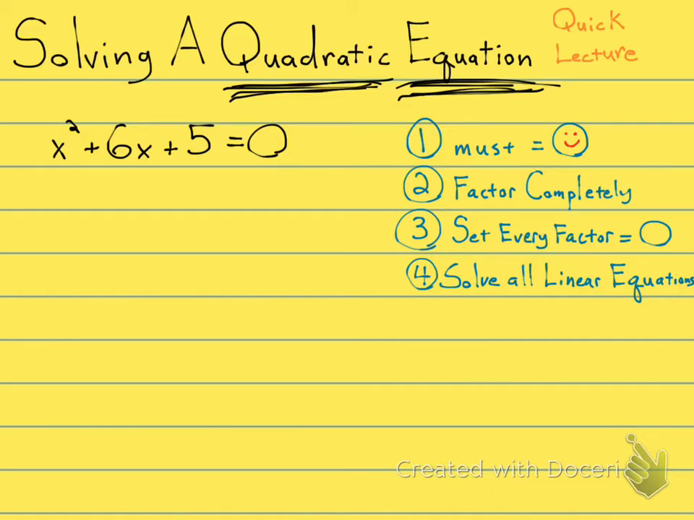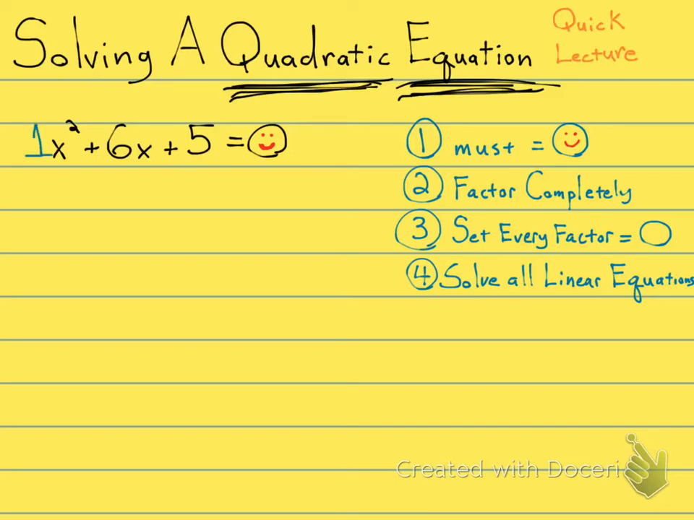So let's see it in this example right here. Here is my quadratic equation, right? I know that I have an equal sign, so it is an equation. And it's quadratic because I have a square. All right. Step 1, is it equal to 0? Yes, it is equal to 0. And I'm going to put a little smiley face in there to know that I can move on to my next step. Step 2, factor completely.